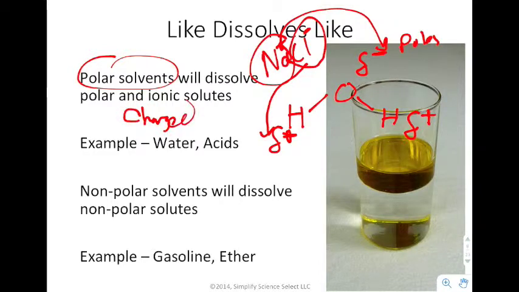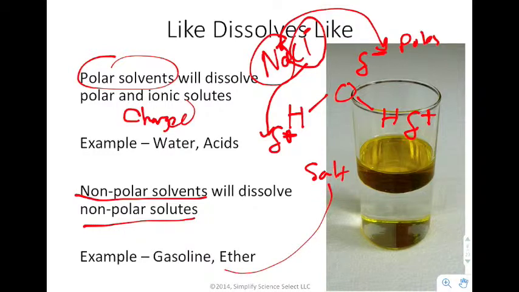On the other hand, nonpolar solvents will dissolve nonpolar solutes. So you can't take something like salt and dissolve it in gasoline. It won't work. You can't take something like ether and dissolve it in water. It won't work. Like dissolves like, and by that, remember, we're talking about the polarity of the solute and the polarity of the solvent.